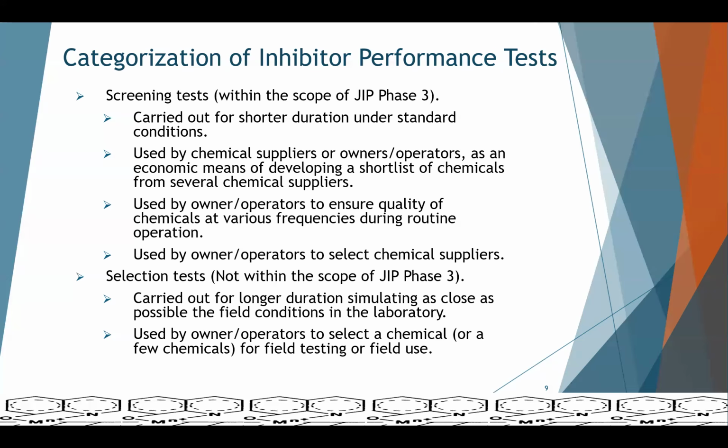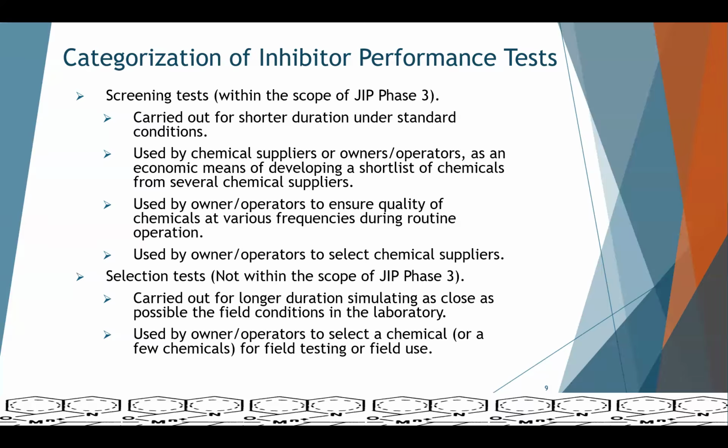It's a starting point. The selection test, which is not within the scope of JIP phase 3, is normally carried out for a longer duration, simulating as close as possible the real field operating conditions for which the inhibitor is being considered. Selection tests are usually done by owner operators to select a chemical or a slew of chemicals for field testing. So definitely there are two time frames: one for screening test, shorter duration, and selection test for a longer duration.